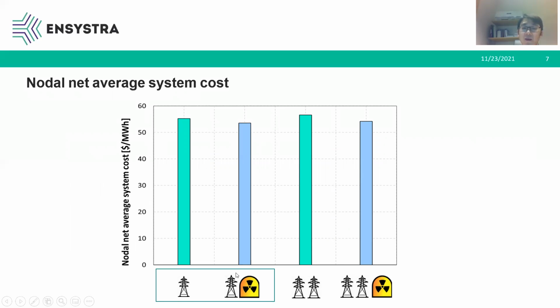In this case, when nuclear power is allowed for Sweden, the system cost is reduced by 3%. And in the case of optimal transmission, if nuclear power is allowed for Sweden, the system cost is reduced by 4%. So 3 and 4%. From these values, we can understand that including nuclear power for the future Swedish electricity system has a limited impact on the NATO system cost.